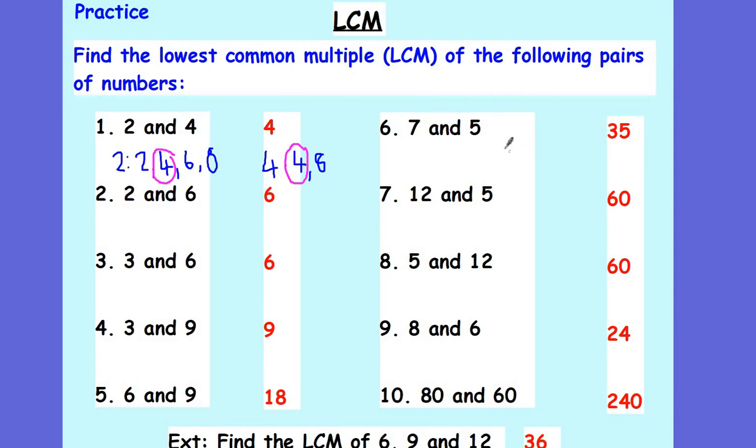7 and 5 is 35. 12 and 5 is 60. 5 and 12 is still 60, no matter what order I put these numbers in. 8 and 6, 24. And 80 and 60 is 240. Notice that I multiplied 8 by 10. I multiplied 6 by 10. And my lowest common multiple also multiplied by 10. If you were confident, the lowest common multiple of 6, 9 and 12 would have given you 36.